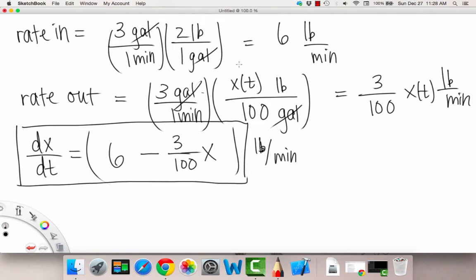So in order to solve our problem, because it asks how much salt is in the tank after 60 minutes, what we need to do is, so now our goal is to find x of t. So that means to solve our differential equation, and then we're going to answer the problem.